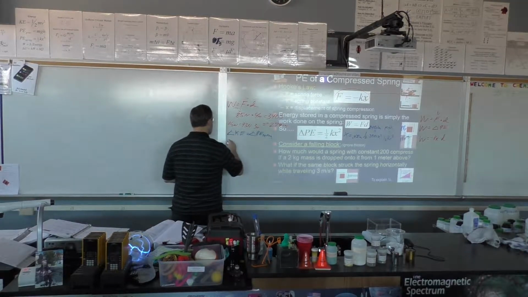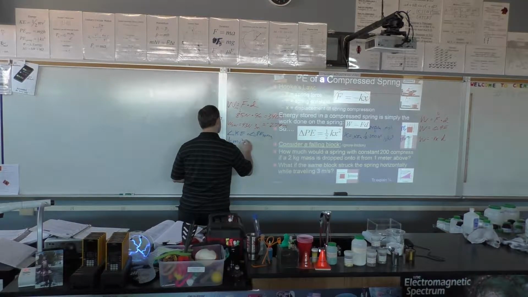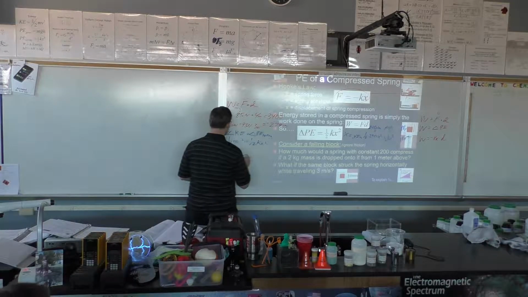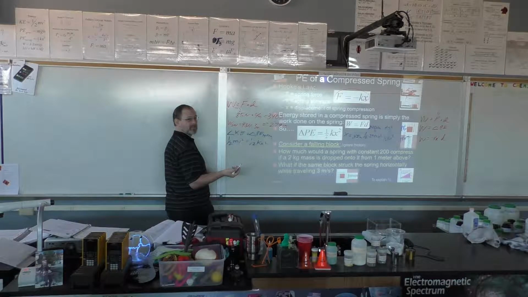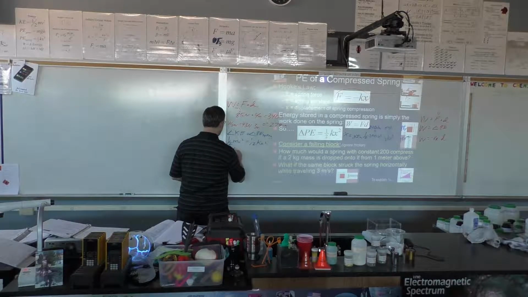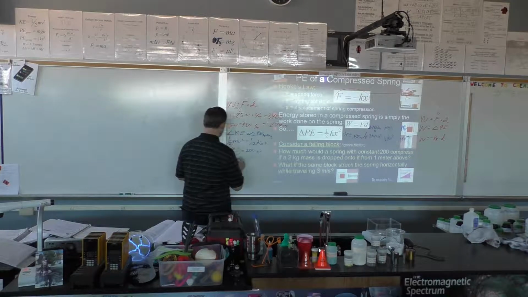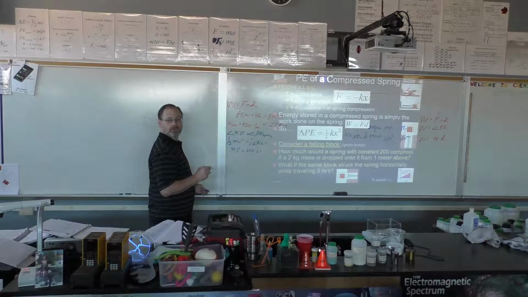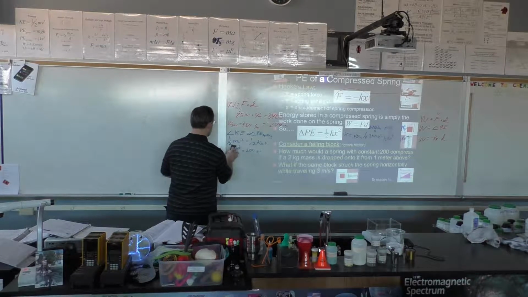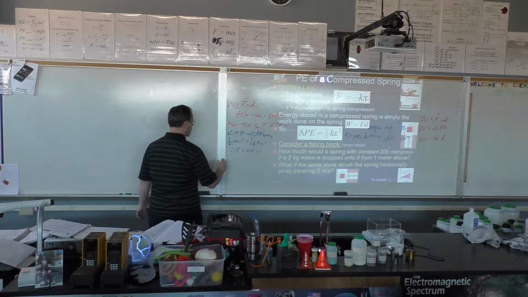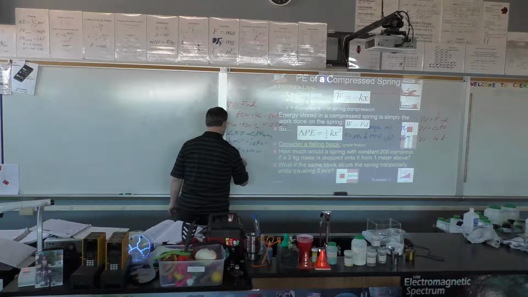Alright, so kinetic energy is 1/2 mv squared, and spring potential energy is 1/2 kx squared. So can we just throw out the 1/2s? And just say we have a mass of 2 and a velocity of 3 squared equals spring constant of 200 times x squared. So this is 18 over 200, square root of 18 over 200.